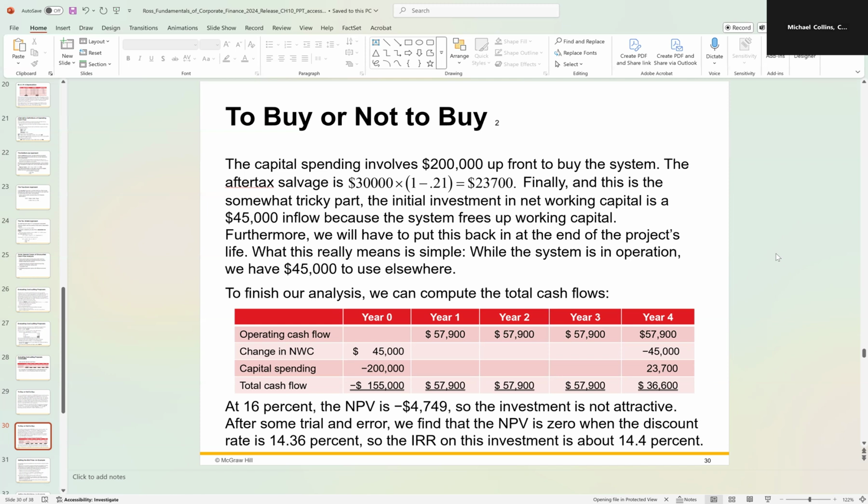And it shows here that the NPV on this project is negative 4,700. So we would not take that. And it shows the IRR is about 14.4%. So that would be the threshold. So it's below that 16%. You wouldn't take it.